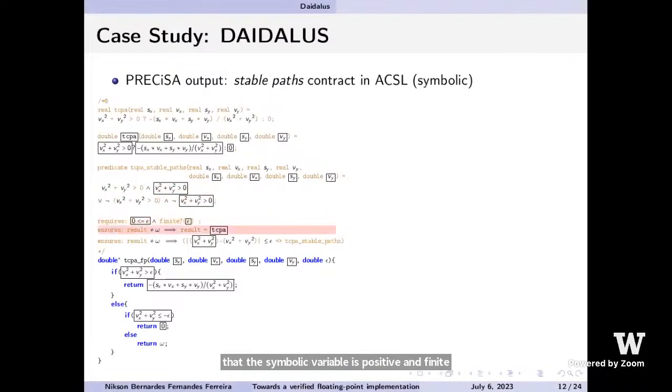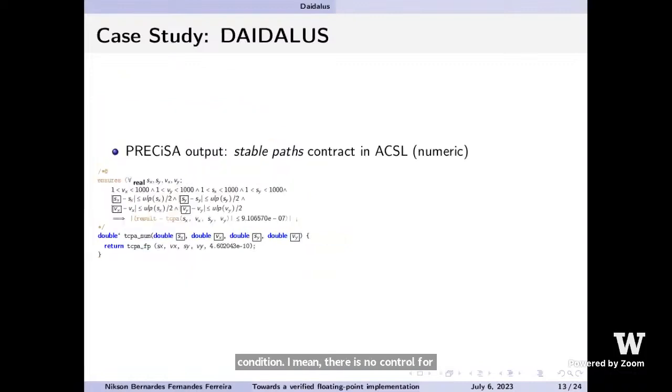Then it ensures as postconditions that if the result is not a warning, then the result of this instrumented implementation is the same as the non-instrumented floating point implementation, and it ensures that if the result is not a warning, it implies that if the symbolic error variable is a bound for the round-off error of the guard expression, then we are in a stable path condition. I mean, there are no control flow divergences.